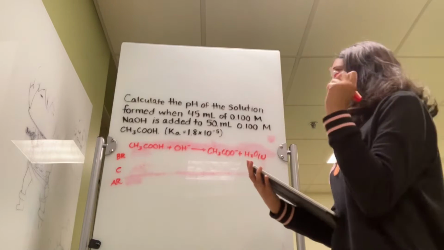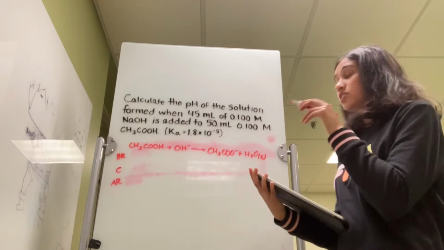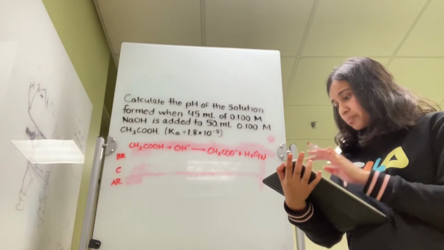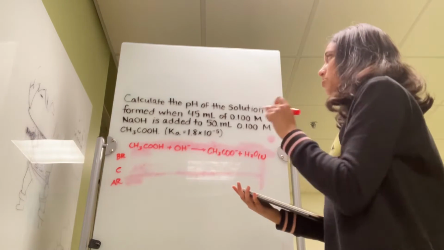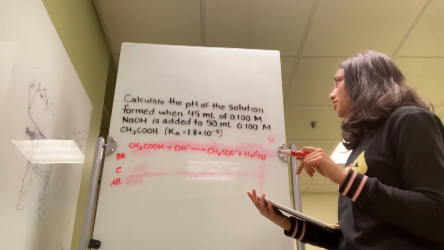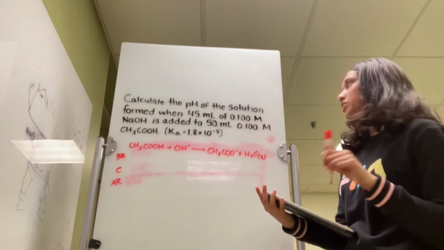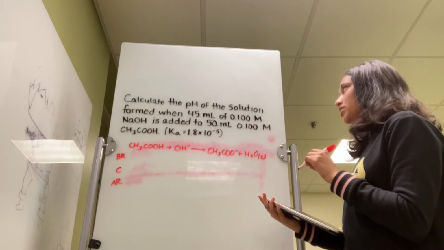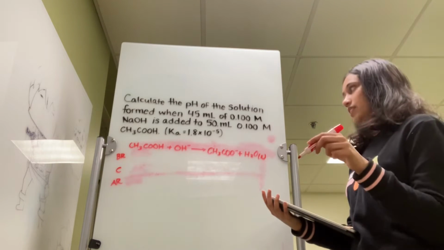So the problem I'll be solving is a weak acid strong base titration problem. And the problem reads, calculate the pH of the solution formed when 45 milliliters of 0.1 molar sodium hydroxide is added to 50 milliliters of 0.1 molar acetic acid.